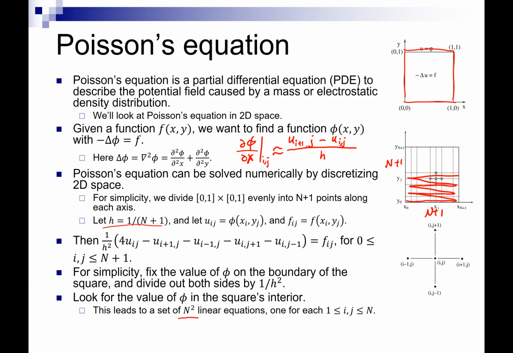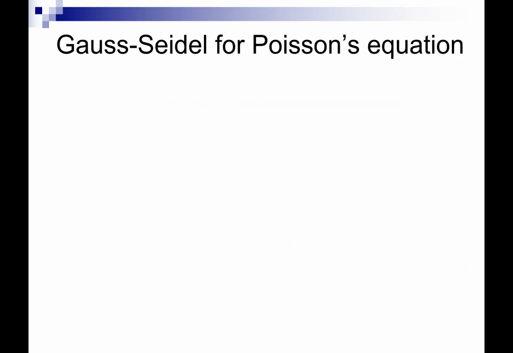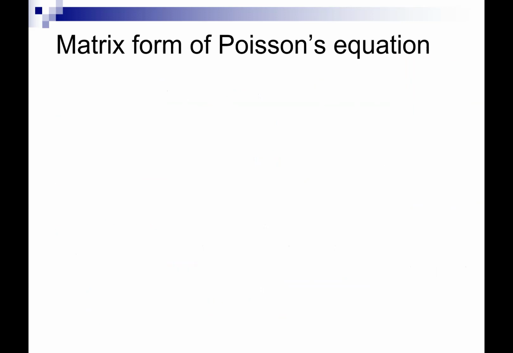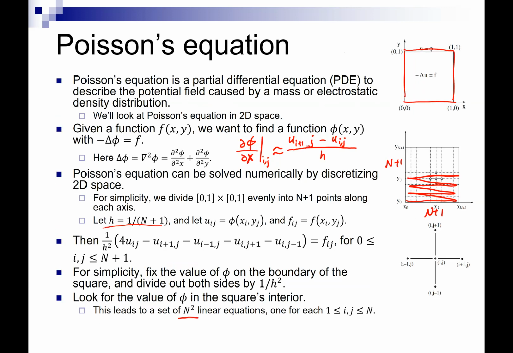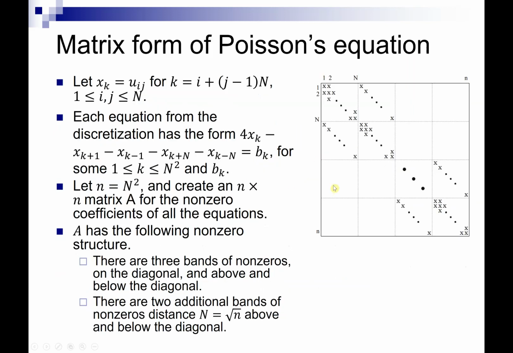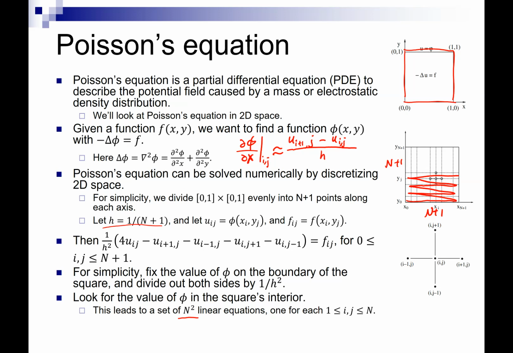So in general, point uij over here is going to get converted to this index k, where k is going to be equal to the row plus the column times n. Now we have this equation over here, and you see that for each equation you have only five non-zero values, 5 non-zeros in the coefficients.